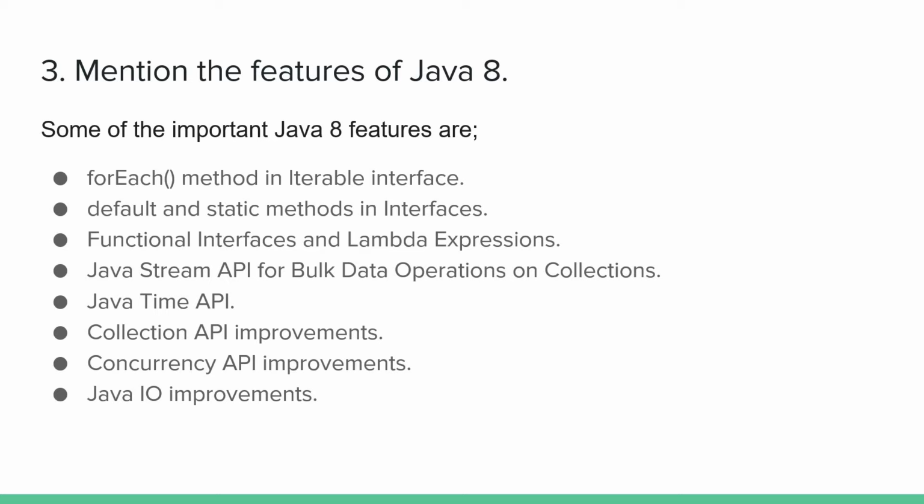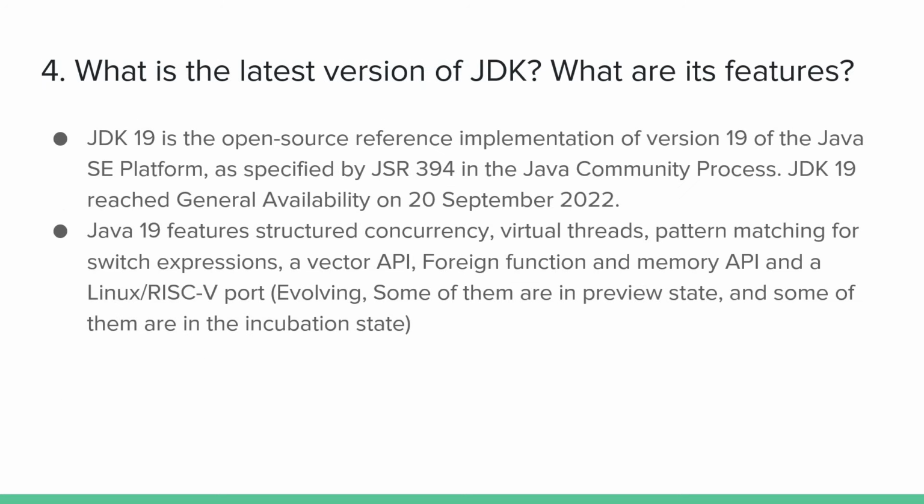Java Stream API for bulk data operations on collections, Java Time API, this is an important inclusion, collection API improvements, concurrency API improvements, and Java IO improvements. All these have come alongside Java 8, and these are all the very important features that one should know. What is the latest version of the JDK and what are the features?